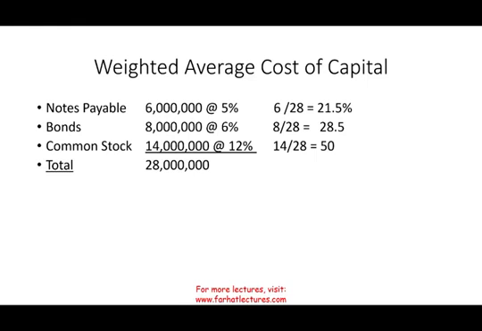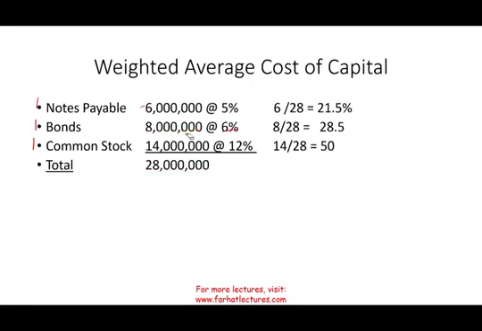But let's assume a company is financed through the following. They have notes, which is loans. They have bonds, which is loans, and they have common stock. I made the number 6 million for a note. They have a loan for 6 million at 5%. They have bonds, also a form of borrowing, of 8 million, which is paying 6%, and 14 million in common stock. So 28 million is the total capital.